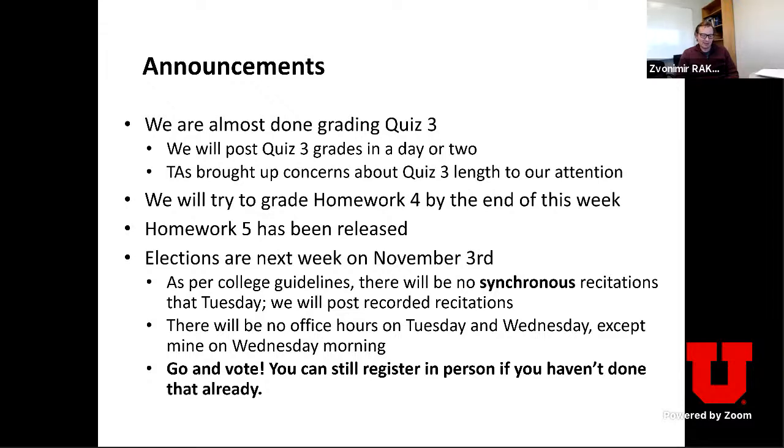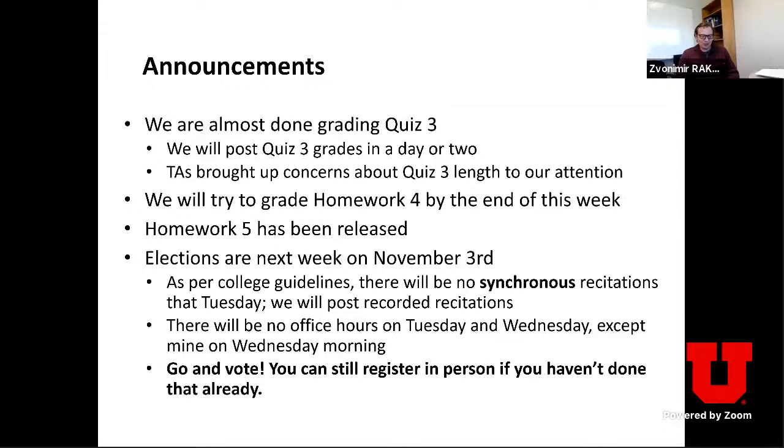On top of this, again, as per college guidelines, there will be no office hours on Tuesday and Wednesday next week. We didn't want to force TAs to do office hours because they want to vote as well. Instead, the only office hours that we will have are my office hours on Wednesday morning from 9 to 11. So if there are homework problems you want to discuss, come to my office hours on Wednesday. Or if you just want to discuss the results of the election, come to my office hours.